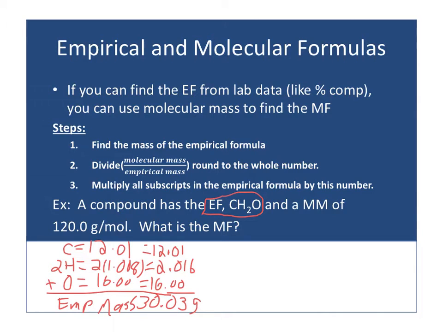Once I have an empirical mass, I use this handy-dandy formula. I take the molecular mass or the formula mass, whatever you want to call it. Sometimes it's called the molar mass because we love naming the same thing 3 times here in chemistry. And so I take that molecular mass and I divide it by my empirical mass.